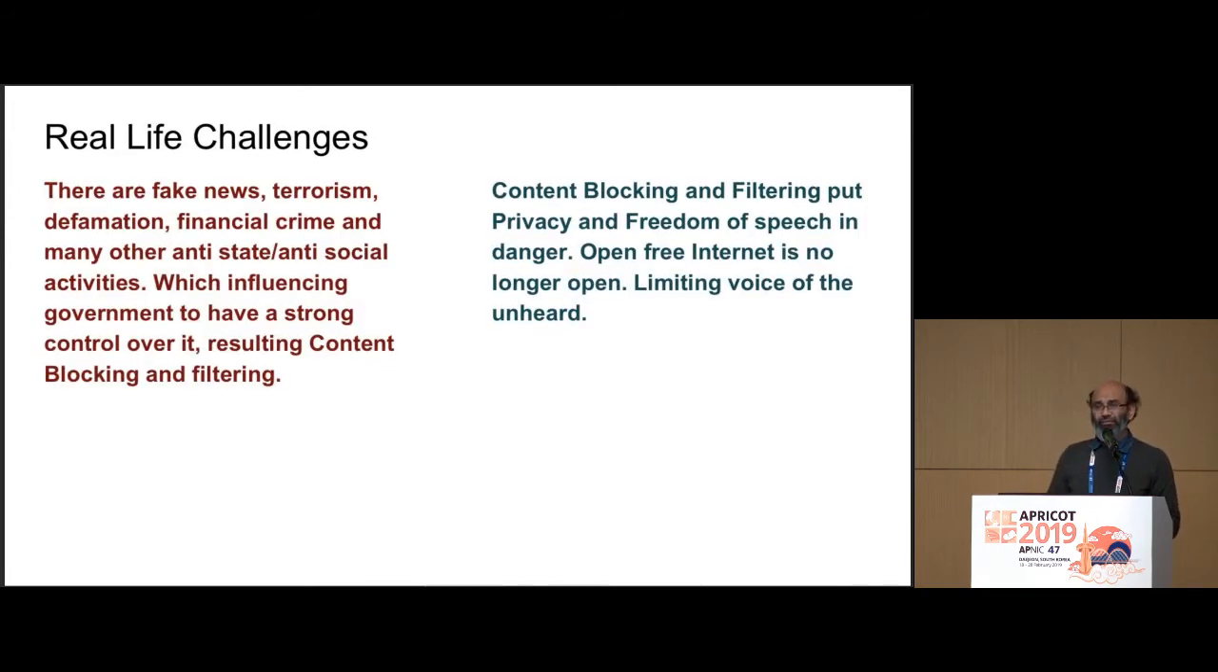But in real life, there are fake news, terrorism, defamation, financial crime, and many other anti-state, anti-social activities, which influence governments to have strong control over it, resulting in content blocking and filtering. But on the other hand, we are losing our privacy and freedom of speech, and the open, free internet we talk about is in danger due to that. And in some cases, it is also limiting the voice of the unheard people.